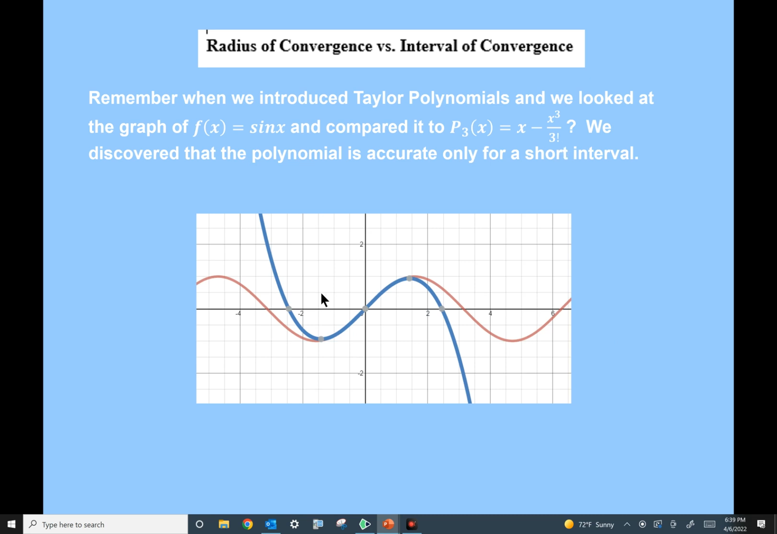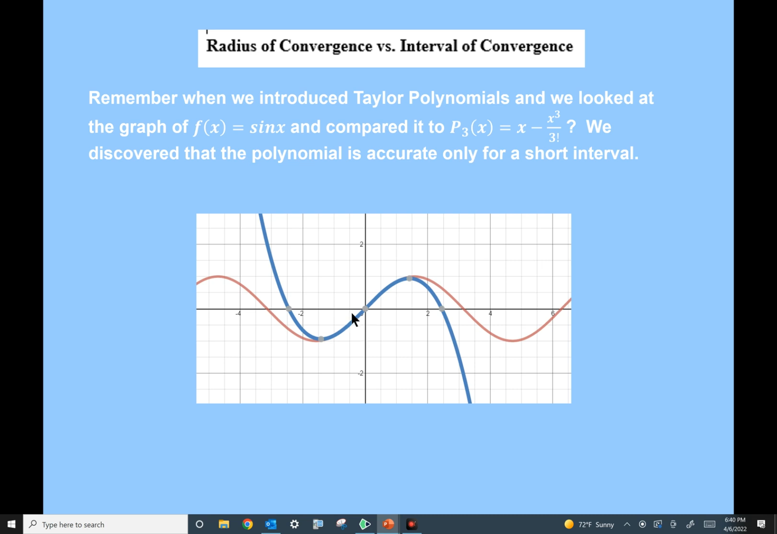And then we looked at the graph and we saw that that particular graph was very similar to the sine function for a certain interval. Then we expanded it to see how close we could get that polynomial to fit the sine function for even longer, a longer span of an interval. So we discovered that the polynomial was accurate only for a short interval.